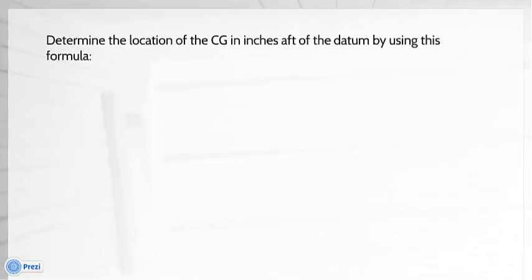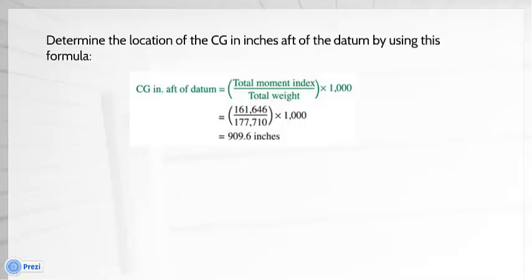Determine the location of the CG in inches aft of the datum by using this formula. CG inches aft of datum equals total moment index divided by total weight times 1,000. This will be 161,646 divided by 177,710 times 1,000. The answer will be 909.6 inches.